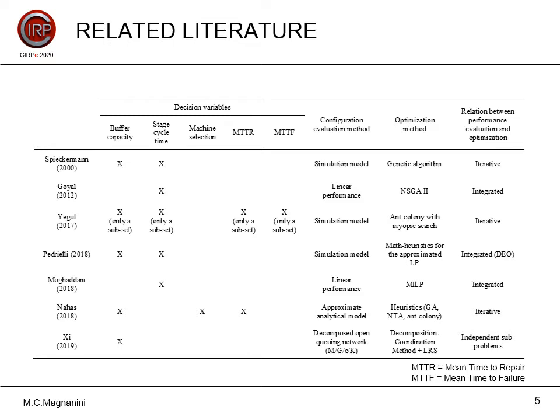For instance, whether the model is based on the real dynamics of the system, as in simulation models or approximate analytical models and so on, or queuing network, or the configuration is based on simplified linear performance. Then the optimization method, whether it is based on genetic algorithm or heuristics, or some smarter way of including the knowledge of configuration evaluation into the optimization. And that is why we extended the table by adding the relation between the performance evaluation and optimization.